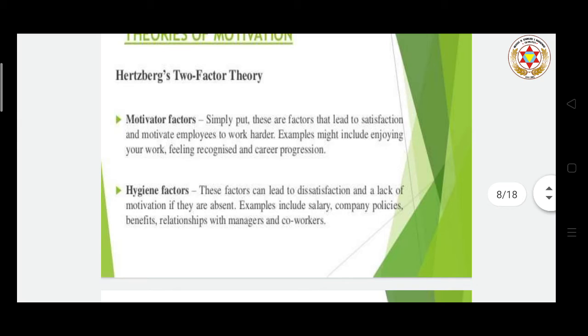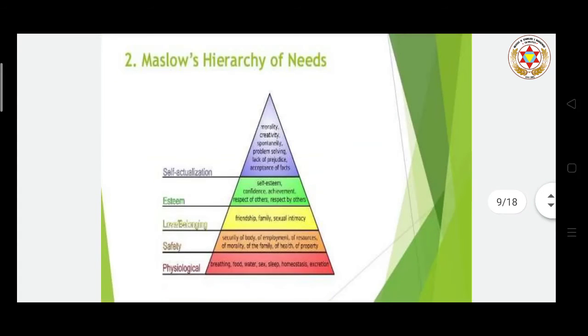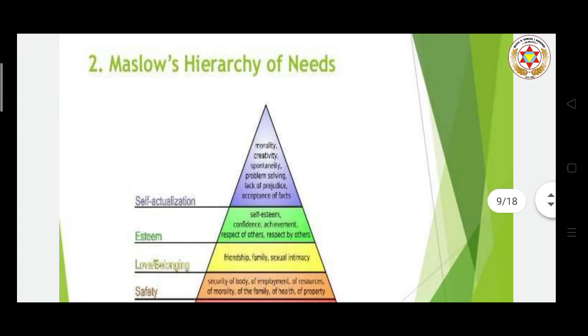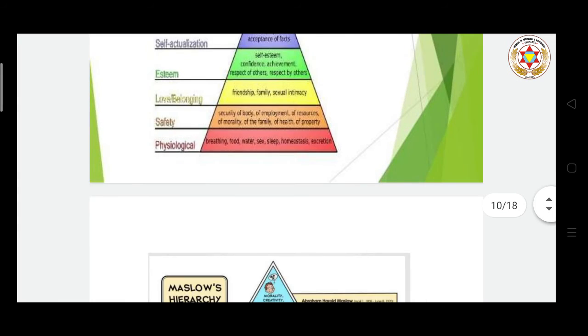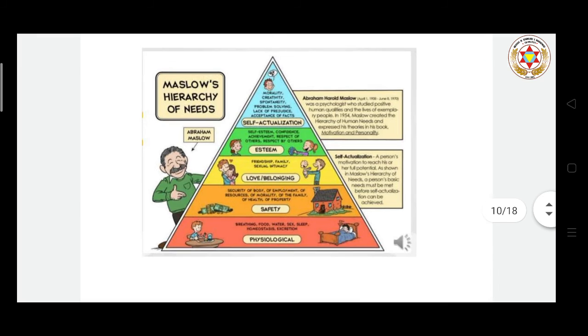Whereas the motivating factors are the factors which lead to satisfaction and motivation of employees to work harder. Examples are you are enjoying your work, you are feeling recognized, or there is career progression. So let us come to the second, that is Maslow's need hierarchy theory. Maslow says motivating people depends on their needs, and those needs can be arranged in a hierarchy, and this is the hierarchy which can be seen on the screen.